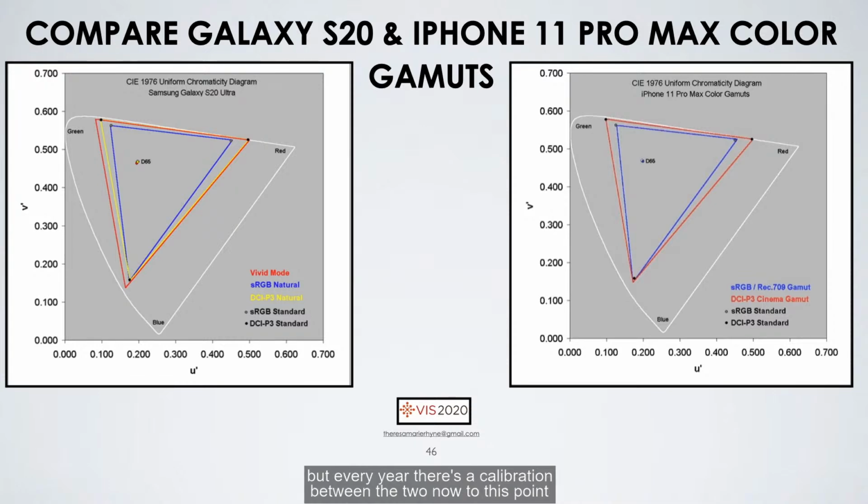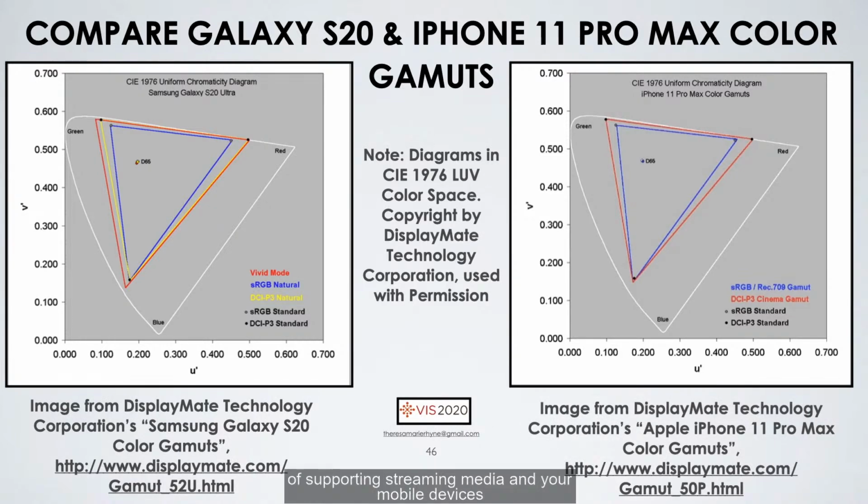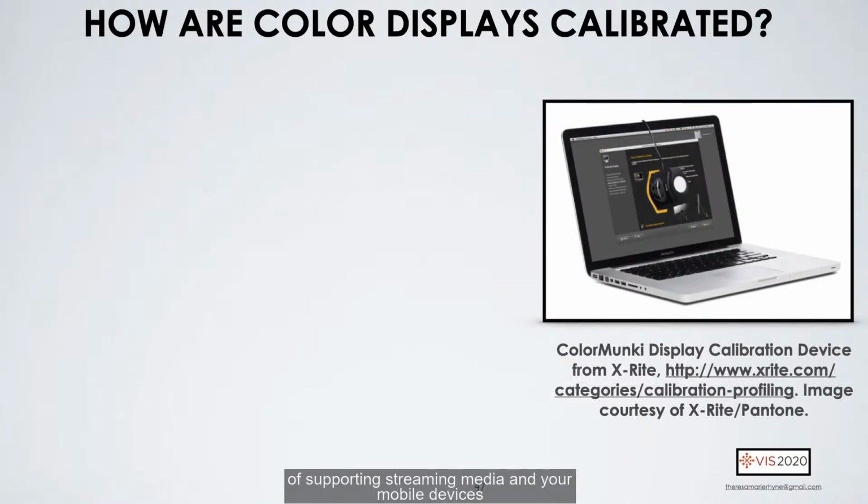Now, to this point, it has not been successful expanding the entire horseshoe, but you'll see these triangles have now expanded to the edges of the gamut system. But there has not been an effort to expand the triangle outwards to try to get the whole. So far, nobody's gotten the whole horseshoe gamut. But this is very competitive in terms of supporting streaming media in your mobile devices.